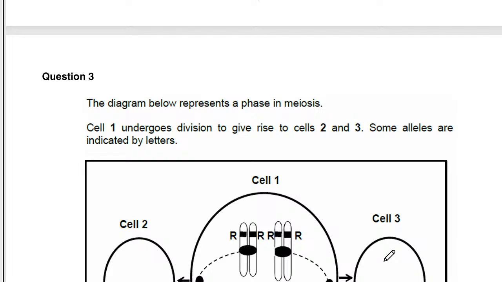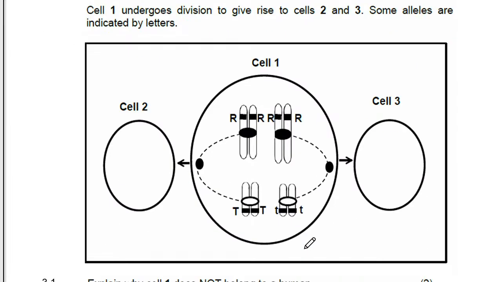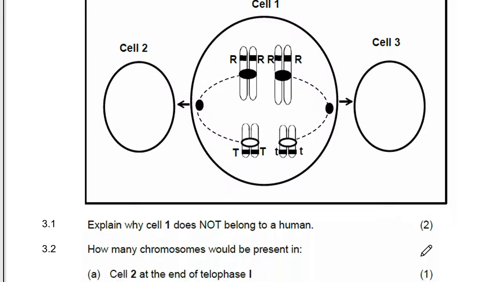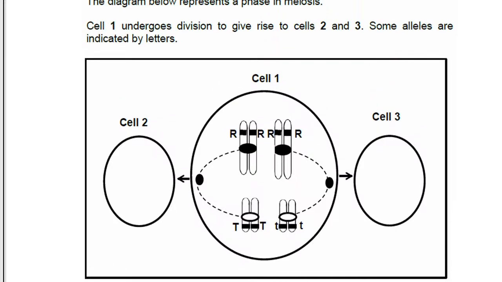They're saying that the diagram below represents meiosis. Cell 1 undergoes division to give rise to cells 2 and 3. Some alleles are indicated by the letters. Okay, let's start. Point number 1. Explain why cell 1 does not belong to a human cell. Why is this not a human cell?